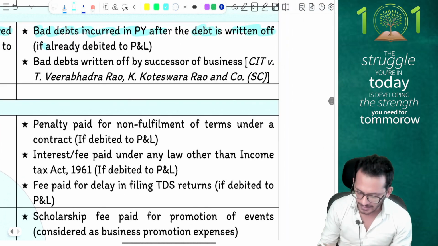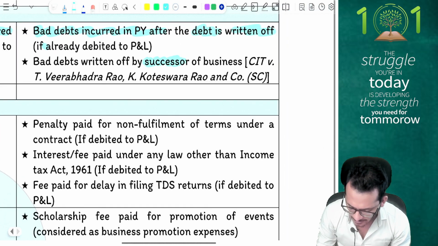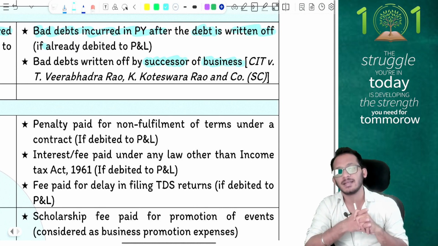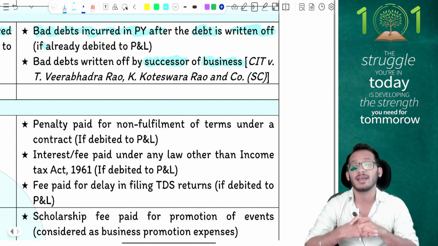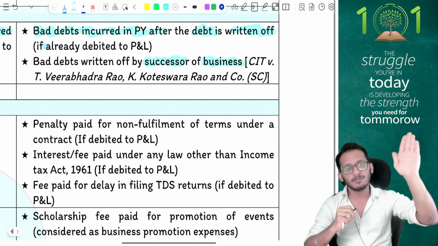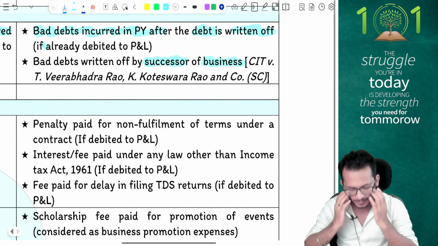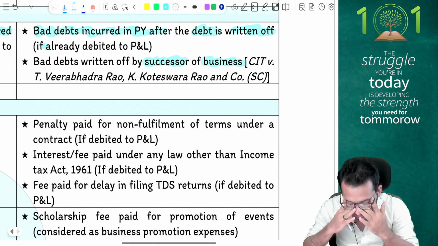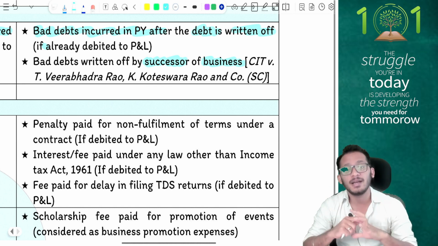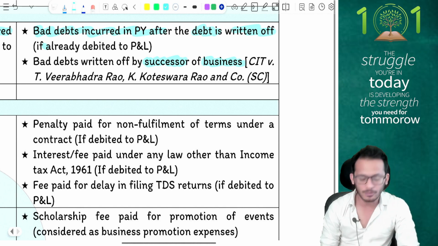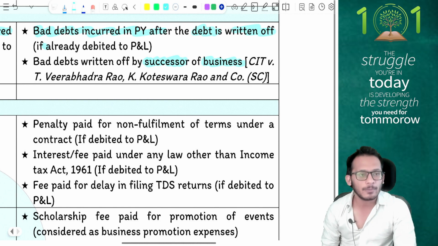Next one says any kind of bad debts written off by the successor of the business is also allowed as a deduction. Yes, just because the successor has taken over the business does not mean that the successor cannot claim the bad debts of the past history. If the predecessor has already offered the income to tax on debtor basis, and in the current year I am writing off the bad debt, that is claimable as a deduction, as clarified by Veerabhadra Rao and Koteshwar Rao and Co., which is a Supreme Court judgment.